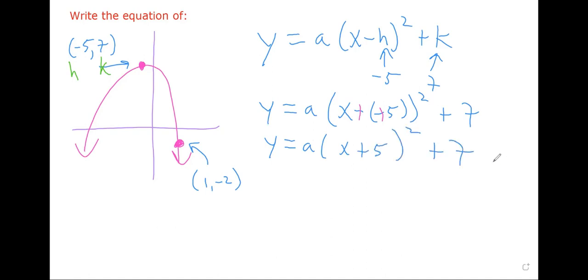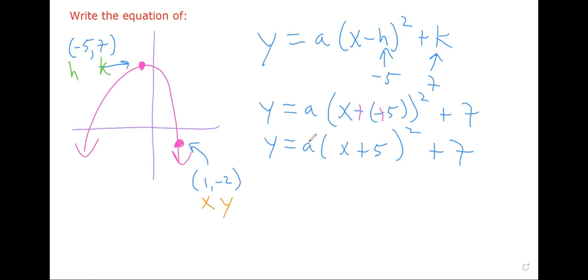And then all that's left to find is the number a. Once you find a, you're done and you can move on to the next problem. So to find a, what we do is we use this random point. Let's take that random point and plug in its coordinates for x and y. Not for h and k. No, h and k is reserved for the vertex. That random point, plug in its coordinates for x and y. And that'll reveal to us what a is.